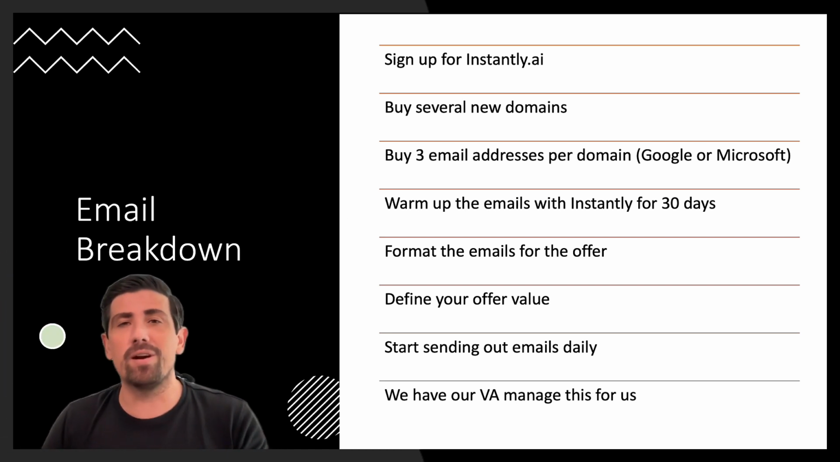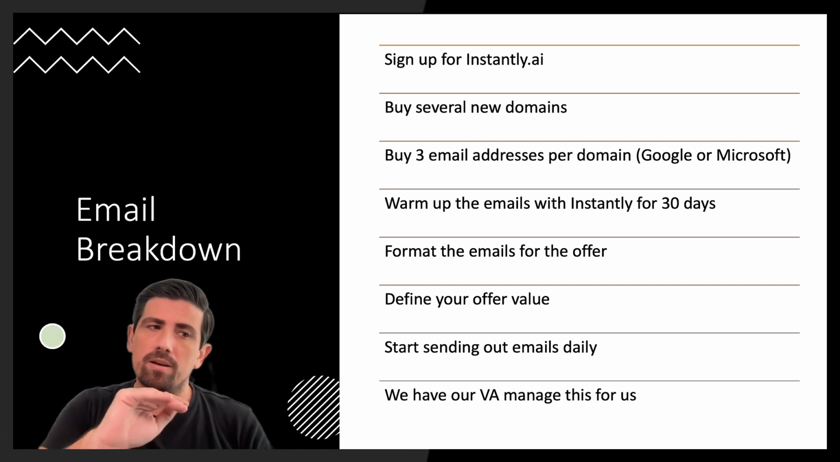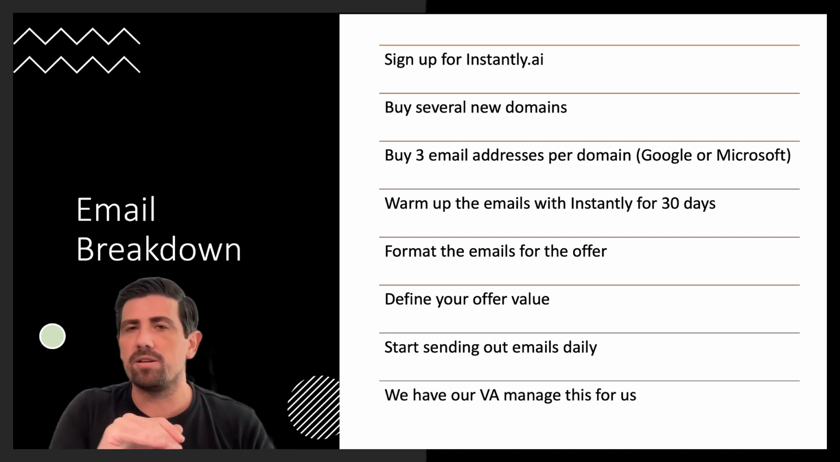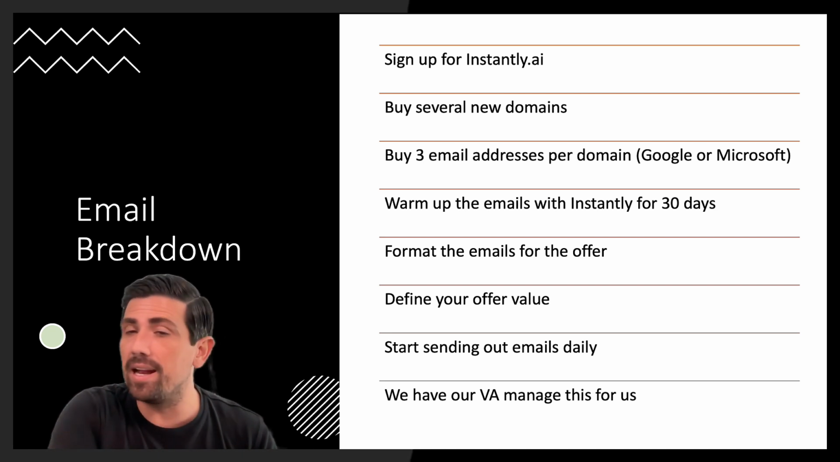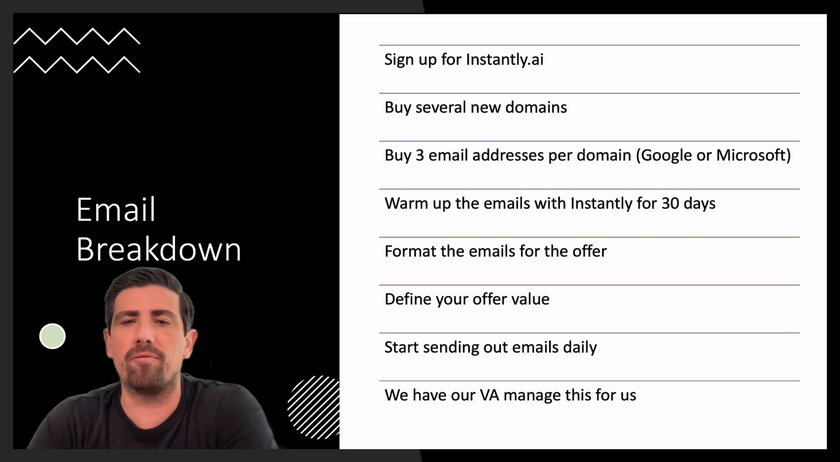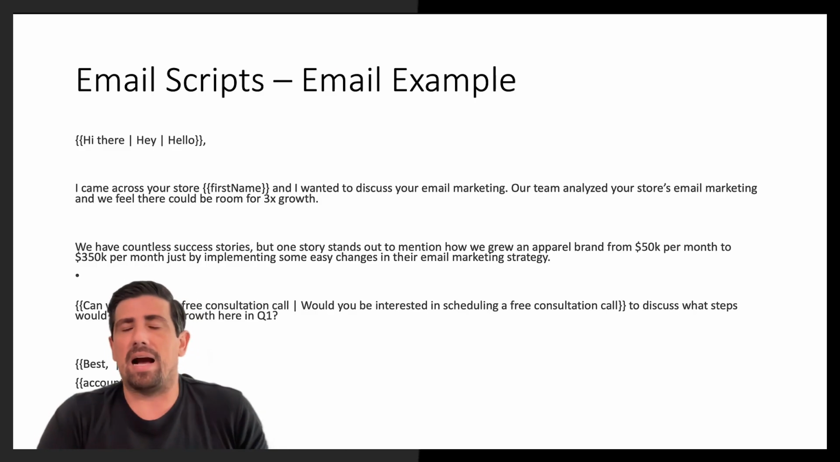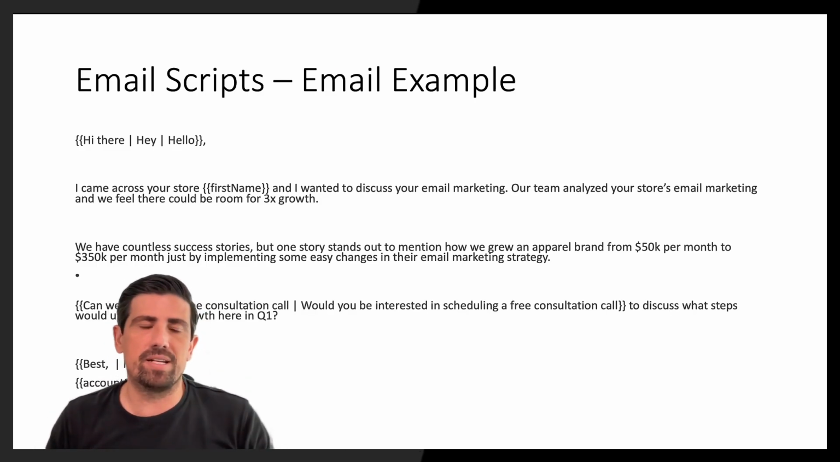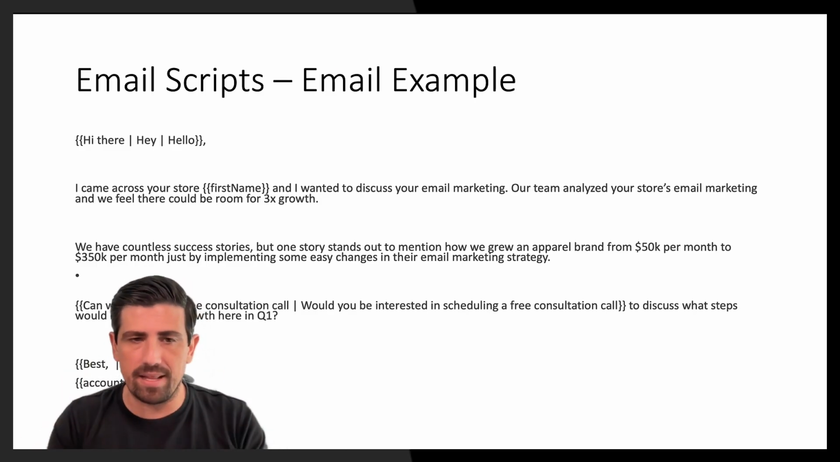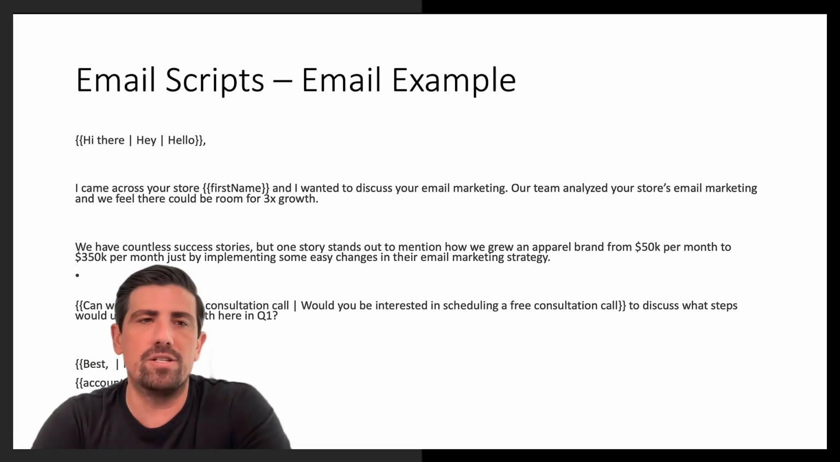It's not going to happen overnight, but you could start with maybe 3 emails or 10 emails, and then slowly ramp up from there. Start sending out those daily emails and have a VA manage it, because I'm not going to manage this stuff every day. I want a VA to just be in there every single day working and doing deals for us.